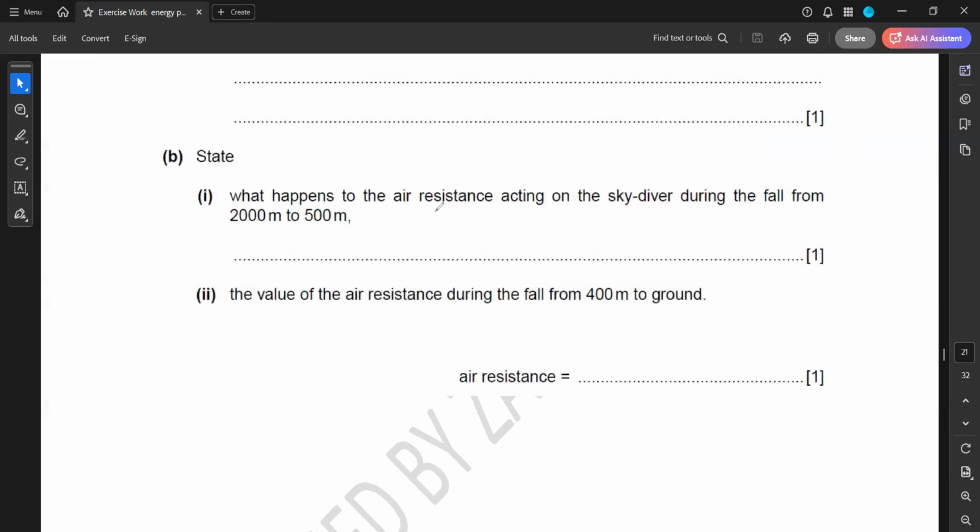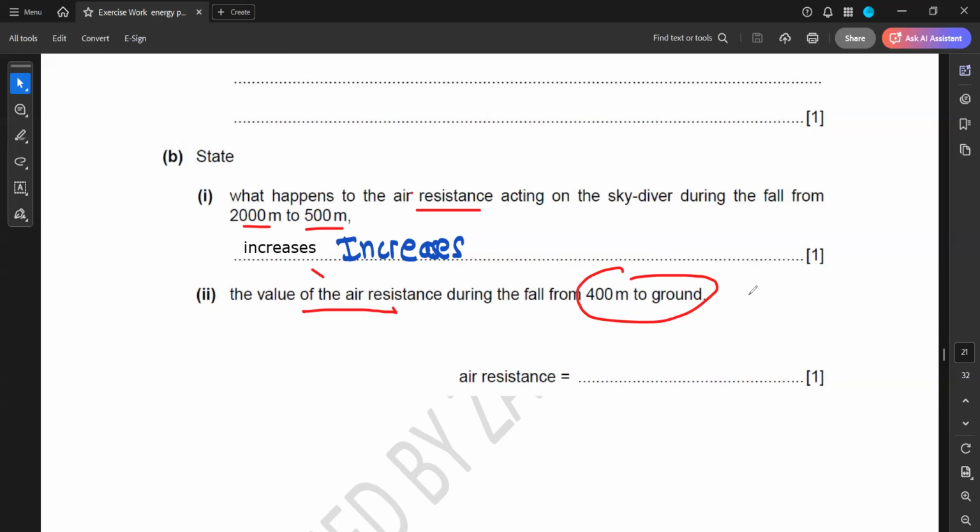Then what happened to the air resistance acting on the skydiver during a fall? So air resistance will increase because as a skydiver jumps, his speed increases, so air resistance will also increase. And what is the value of air resistance from 400 meter to the ground? From 400 meter to the ground, he's moving at a steady speed or a constant speed.